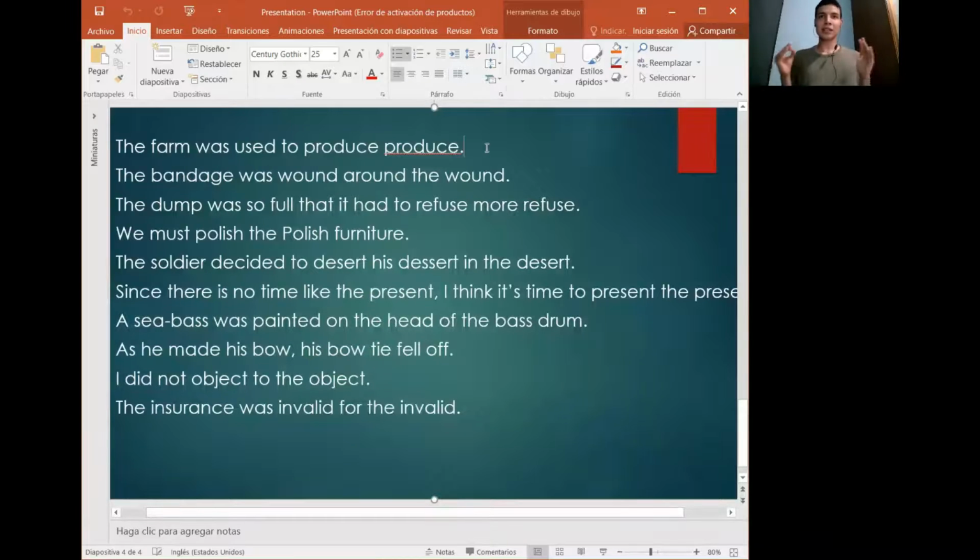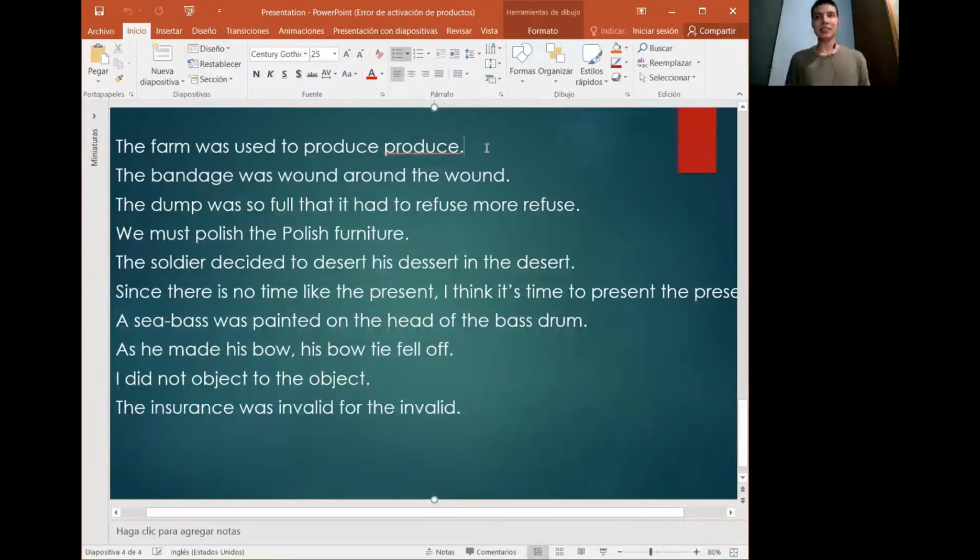Since there is no time like the present, I think it's time to present the present. A sea bass was painted on the head of the bass drum. As he made his bow, his bow tie fell off. I did not object to the object. The insurance was invalid for the invalid.